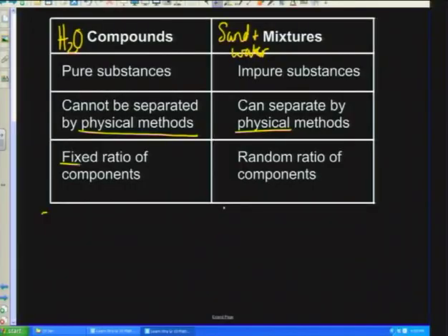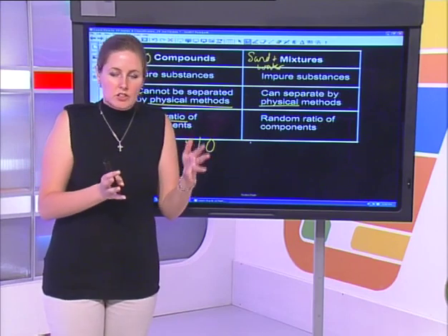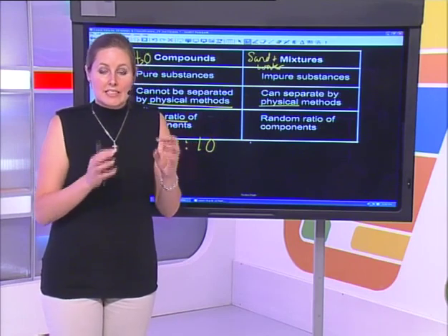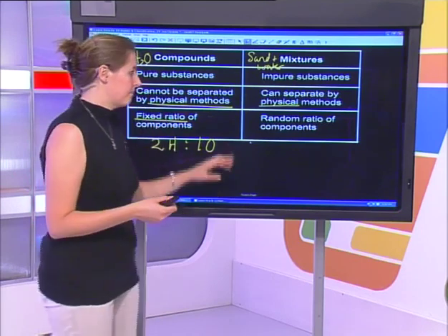Compounds are always in a fixed ratio. So going back to my example of water, 2 hydrogens to 1 oxygen. Water will always be 2 hydrogens to 1 oxygen. It's a fixed ratio because of how they are chemically bonded to one another.